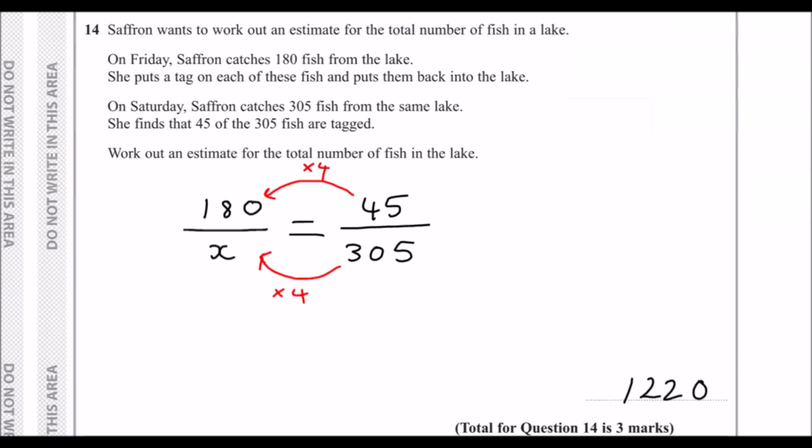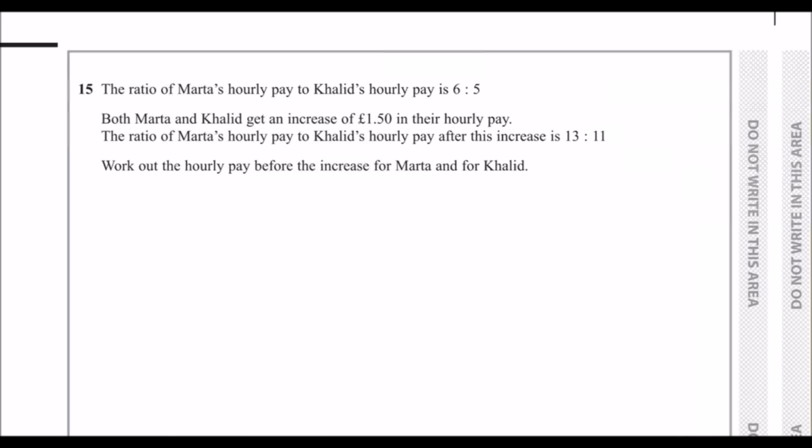Question 15. The ratio of Marta's hourly pay to Khalid's hourly pay is 6:5. Both Marta and Khalid get an increase of £1.50 in their hourly pay. The ratio of Marta's hourly pay to Khalid's hourly pay after the increase is 13:11. Work out the hourly pay before the increase for Marta and for Khalid.